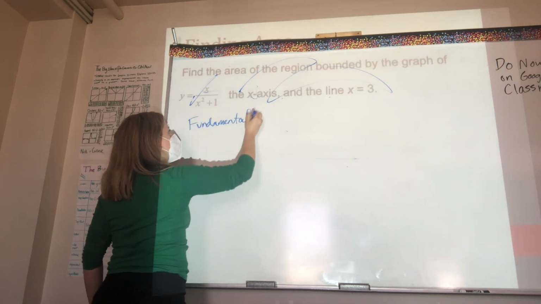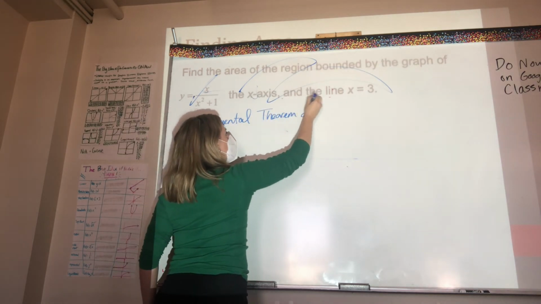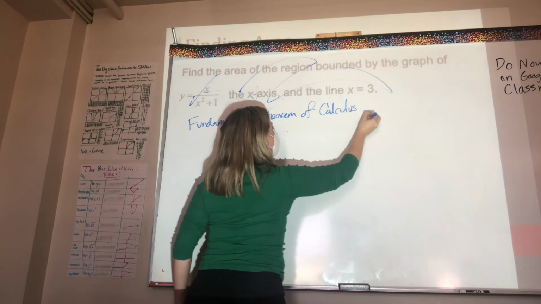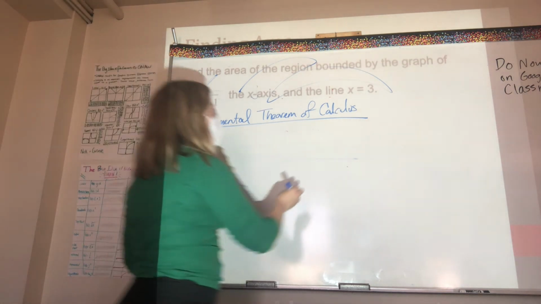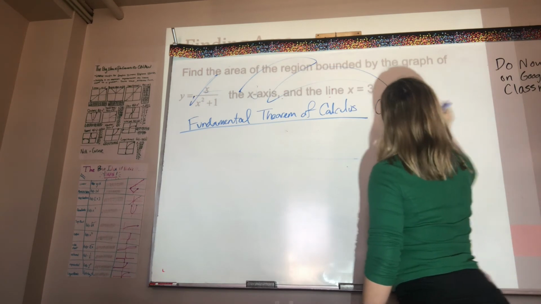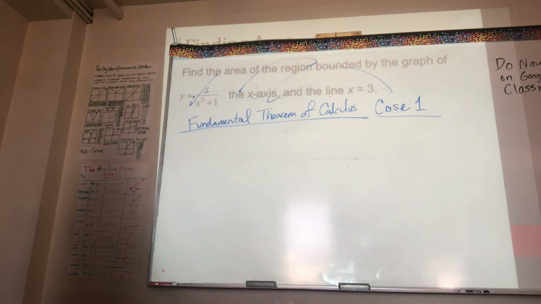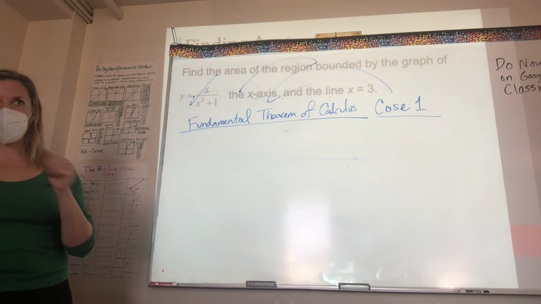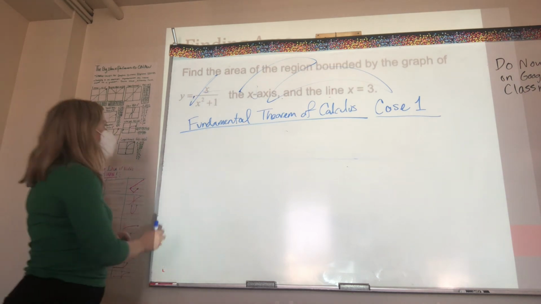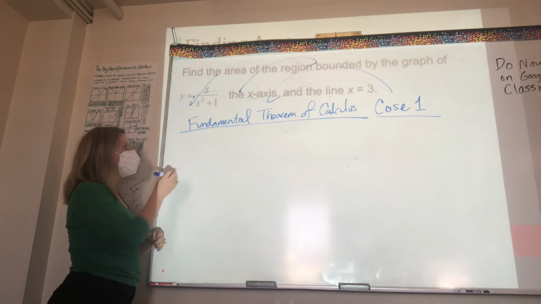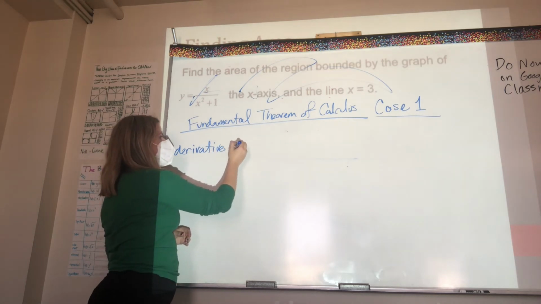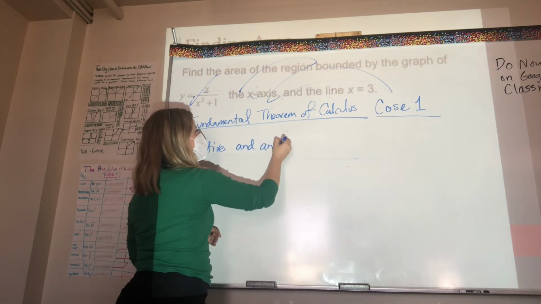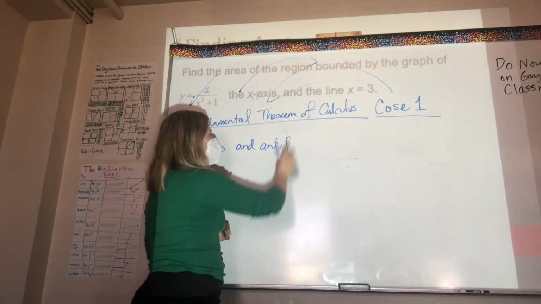Fundamental theorem of calculus. There are two cases to this. This is case one. We've already learned, actually, half of the fundamental theorem of calculus. The fundamental theorem of calculus, basically, if you were to be non-precise about it, says that derivative and anti-differentiation are inverses.